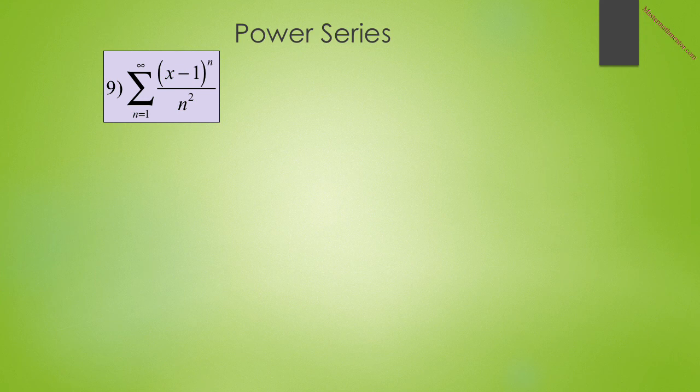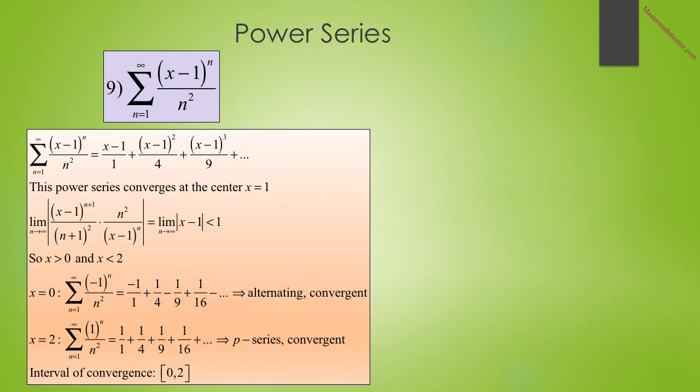Number 9 is the summation n equals 1 to infinity of quantity x minus 1 to the n over n squared. We would like to expand it and find the radius and interval of convergence. The series expands into x minus 1 over 1 plus quantity x minus 1 squared over 4 plus quantity x minus 1 cubed over 9 plus dot dot dot. The power series converges at the center, x equal to 1.